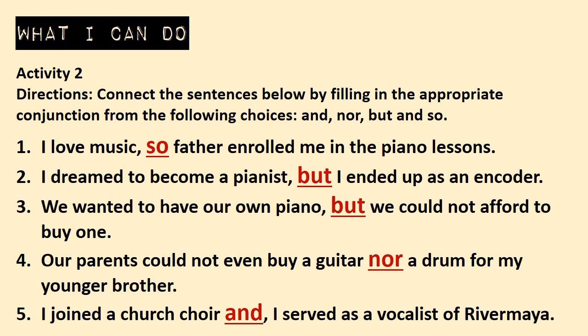Activity 2. Directions. Connect the sentences below by filling in the appropriate conjunction from the following choices: and, nor, but, and so. 1. I love music, so my father enrolled me in piano lessons. 2. I dreamed to become a pianist, but I ended up as an encoder. 3. We wanted to have our own piano, but we could not afford to buy one. 4. Our parents could not even buy a guitar nor a drum for my younger brother. 5. I joined a church choir and I served as a vocalist.